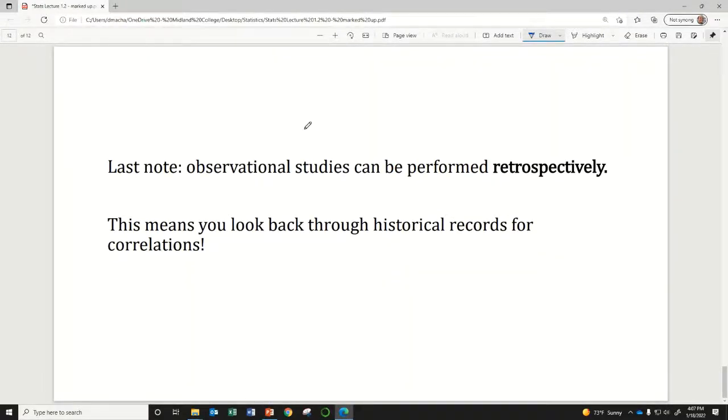As one final note before I end the video, observational studies can be performed retrospectively, and retrospectively just means you look back through historical records for correlations. And I actually had a buddy of mine in college who did this. He was looking back through historical records of a hospital, and I can't remember exactly what he was looking for correlations between, but it was between a few medical diagnoses, right? And so he didn't have to plan his study and then collect data as it happens in the future, like we normally do with a study, but he actually planned his study and then looked back through the records that were already taken to collect his data.